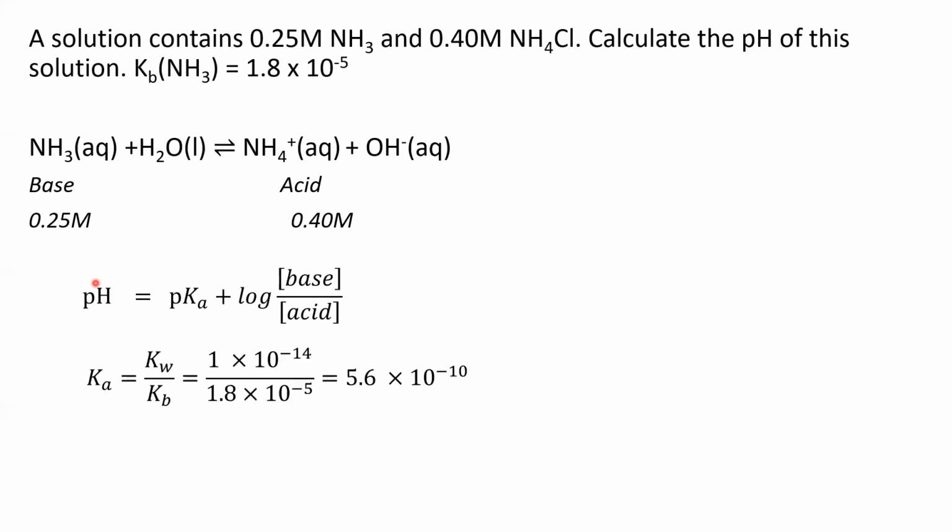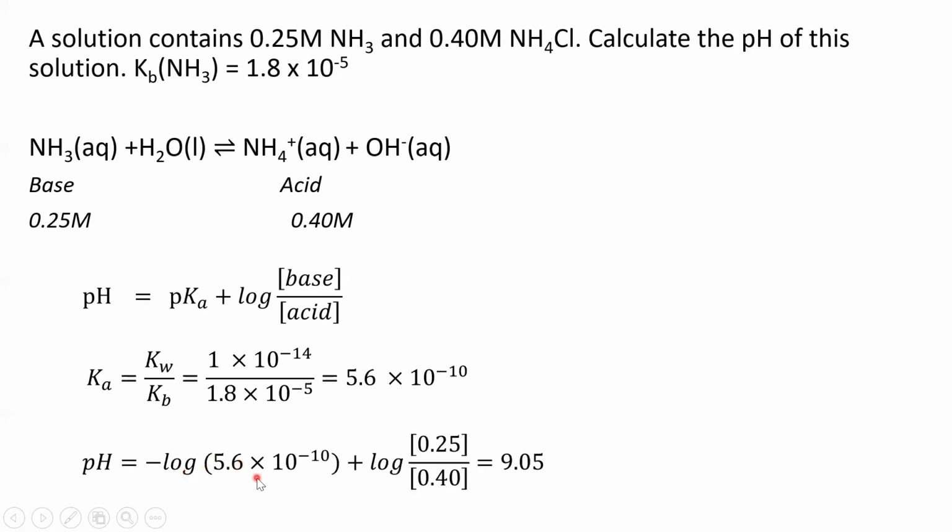All right, so for the Ka, I have 5.6 times 10 to the minus 10. I'm just taking the Kb value and dividing it into Kw. The negative log of Ka will give me pKa, plus the log of the base, which is the ammonia, over the acid, which is the ammonium. And I get 9.05 for my pH for this buffer solution.